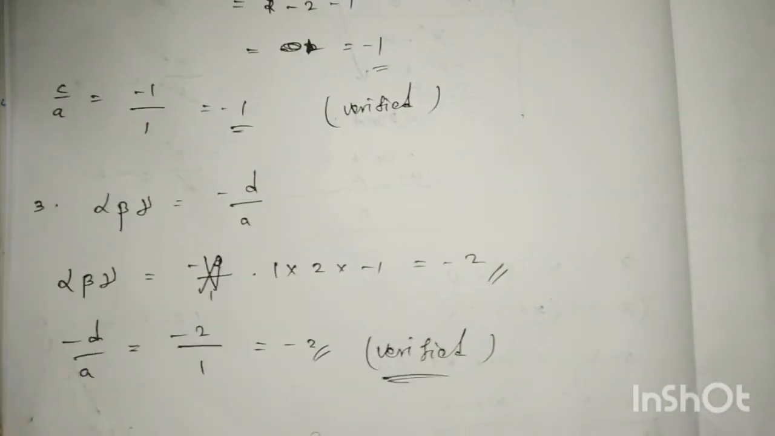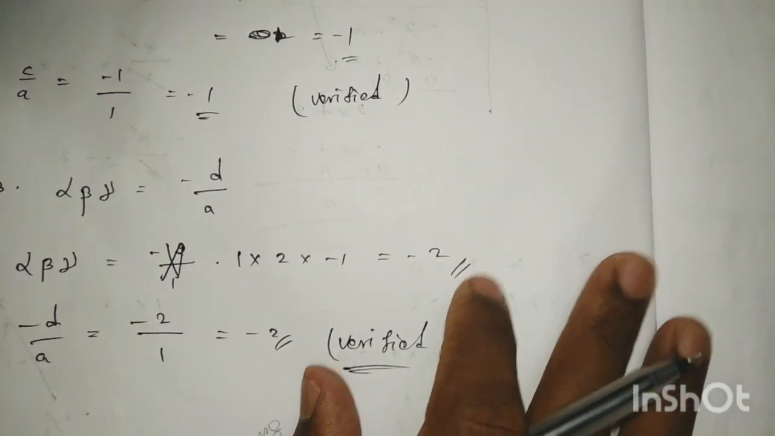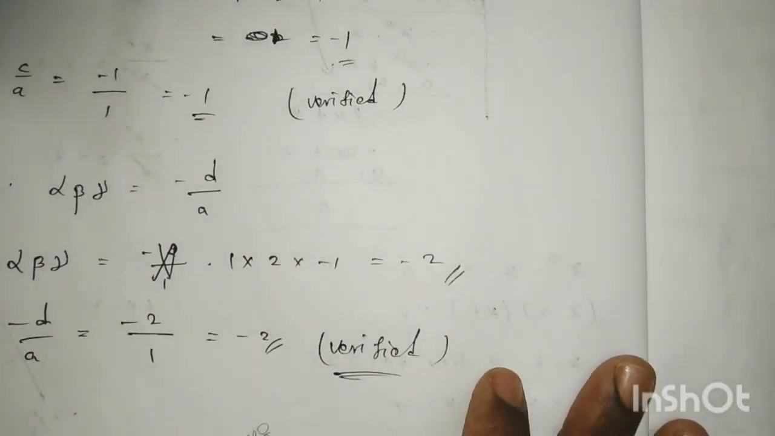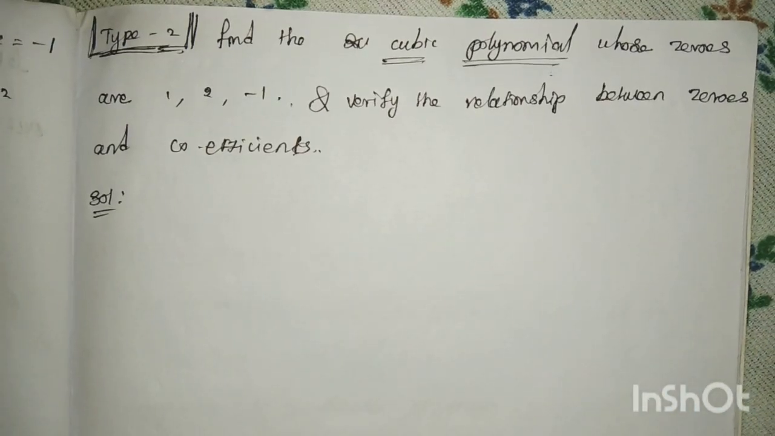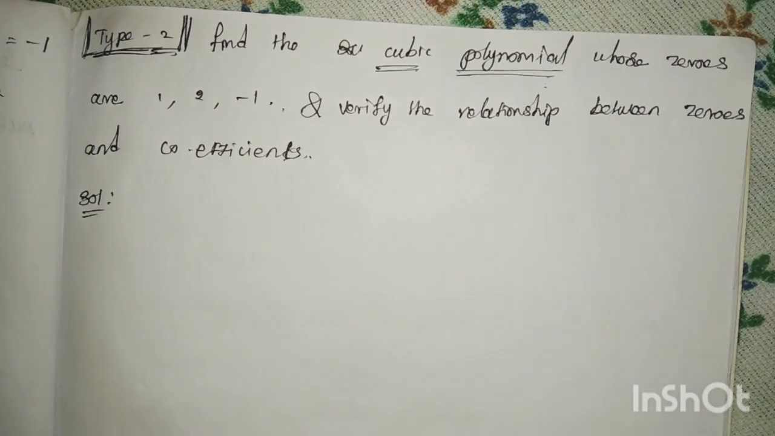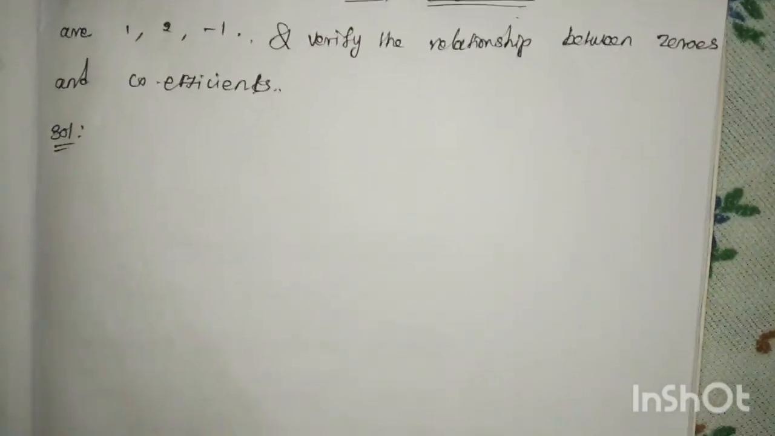So when they give a polynomial, will you all be able to find out the zeros? Right? Then after finding the zeros, will you all be able to verify the relationship between zeros and coefficients? Right? Next, type 2. Actually, in this type 2, they give the zeros. We should find out the cubic polynomial, right?